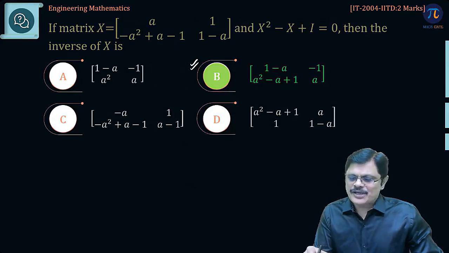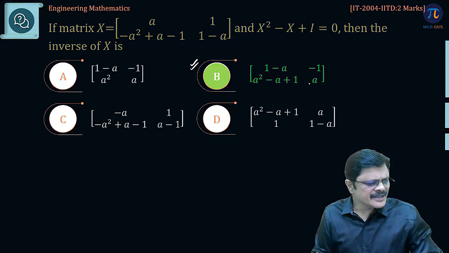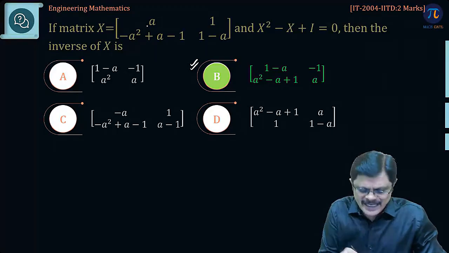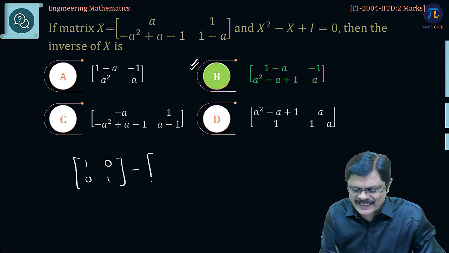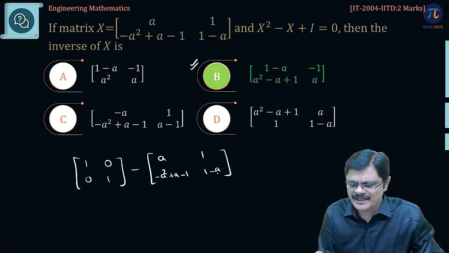In the previous question, someone asked how minus A came. Where is minus A, sir? There is no minus A here. Achha, this 1 minus A. See, actually, you are doing it, sir. 1 0 0 1 minus X. X means A, 1, minus A square plus A minus 1, and it is 1 minus A. When you do the subtraction, you are going to get the answer, my friends.